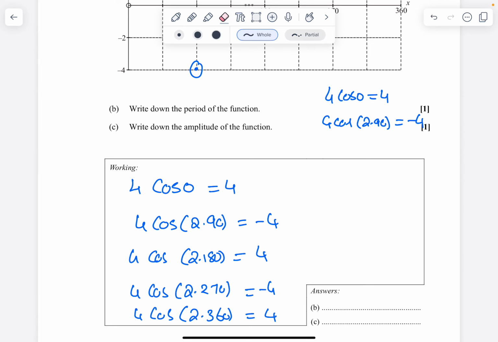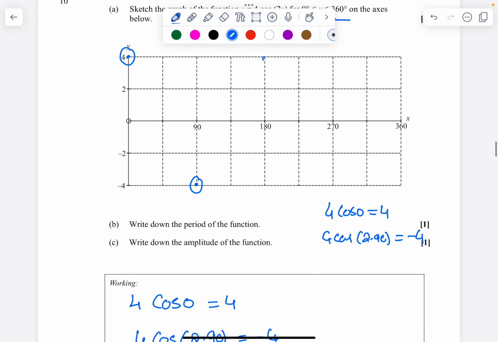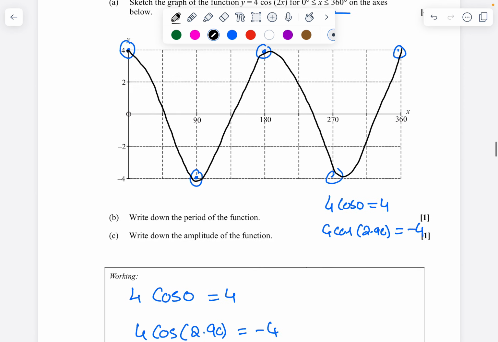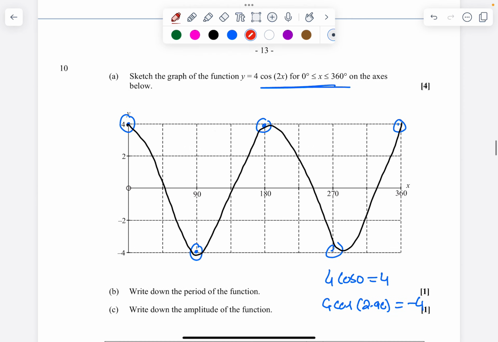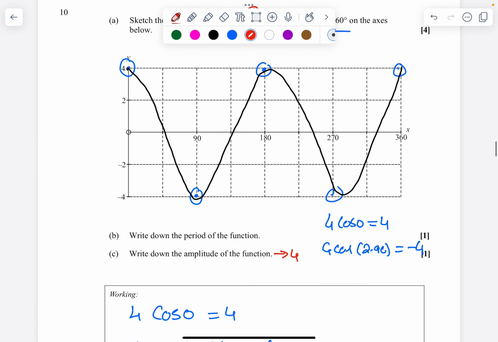These values, plot them on the graph. For 180 it is positive 4, for 270 negative 4, and this one. So when I try to draw the graph, you should be able to get a smoother curve this way. Now, what is the amplitude? Remember, this number before the cosine is going to be the amplitude. So amplitude is going to be 4. What is the period?